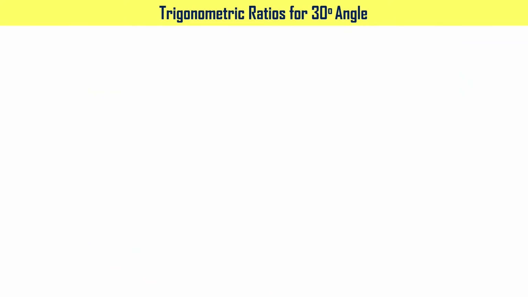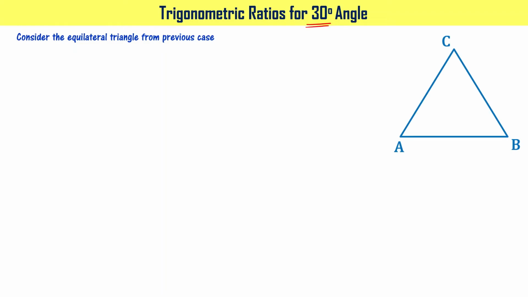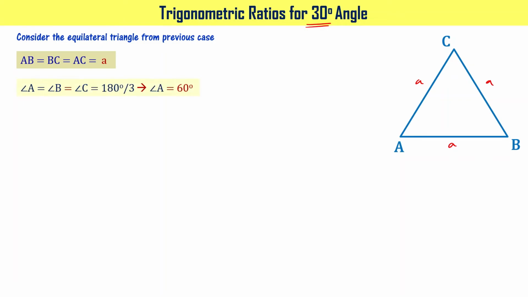Let us now obtain trigonometric ratios for 30 degrees angle. For that, let us consider the same equilateral triangle ABC, right? We know that AB equal to BC equal to AC, that is equal to A units, right? We have done this already. Angle A equal to angle B equal to angle C, right? That's why every angle is equal to 180 by 3, that is equal to 60 degrees. It means angle A equal to 60 degrees, angle B equal to 60 degrees, and angle C is also equal to 60 degrees, right?